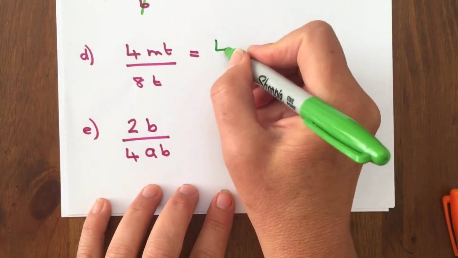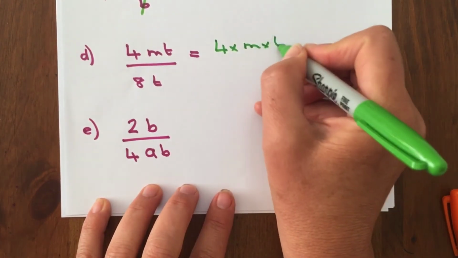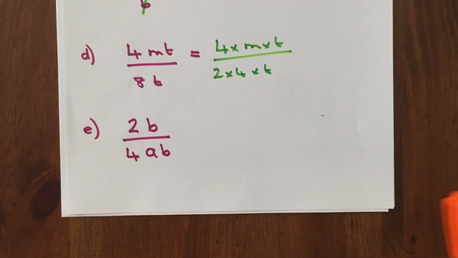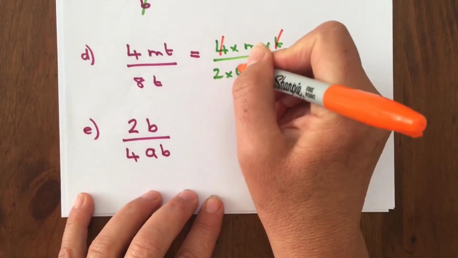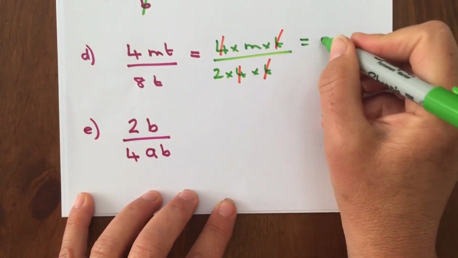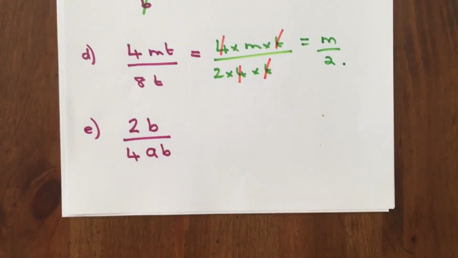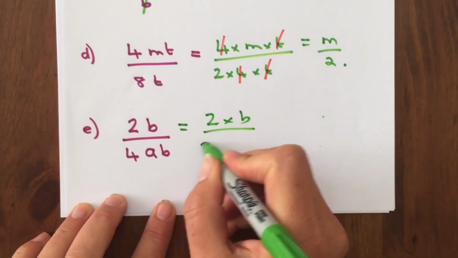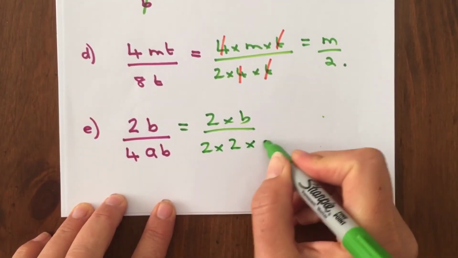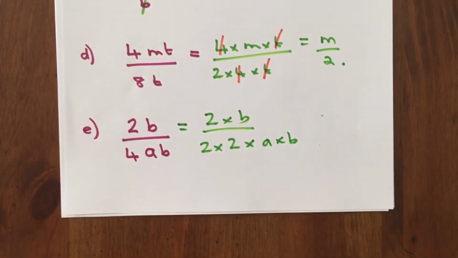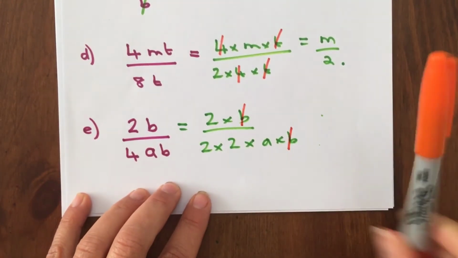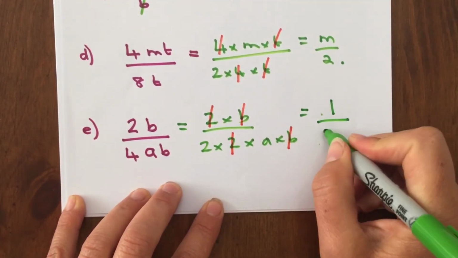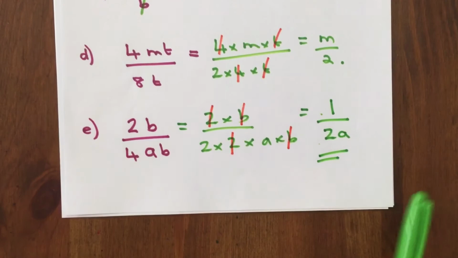Okay, so 4 times M times T. 8 is 2 times 4 times T. T will cancel, 4 will cancel. I've got M on the top, 2 on the bottom. Okay, this one I've got 2 times B, 4 is 2 times 2, A times B. Cancel the B's and the 2. So on the top I'm just left with 1, and on the bottom I've got 2A.